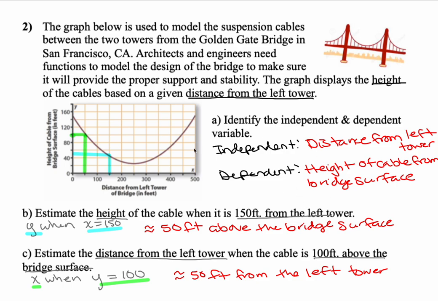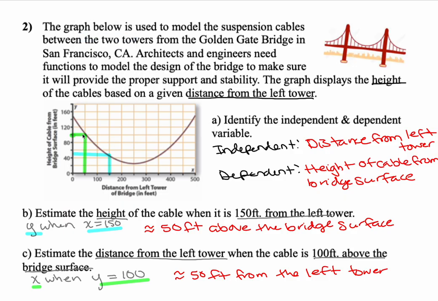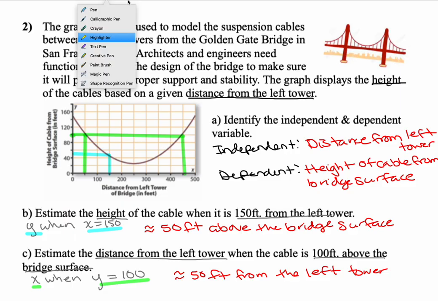We can also see that if we did 100 feet in the air, it would also be about 50 feet away from the right-hand side, which means from the left tower, we can see two different answers. This green highlighter comes all the way and crosses the graph again, and then we can see that it's about 450 feet away from the left tower as well. So we have two answers here.